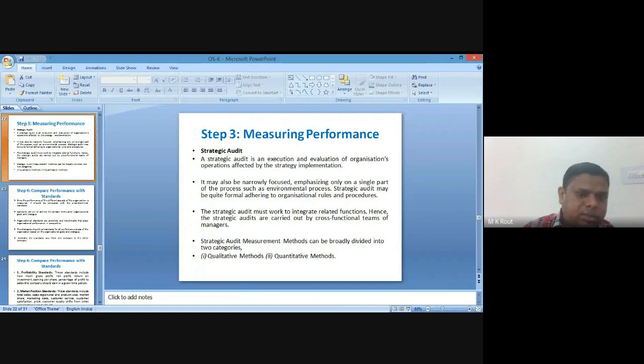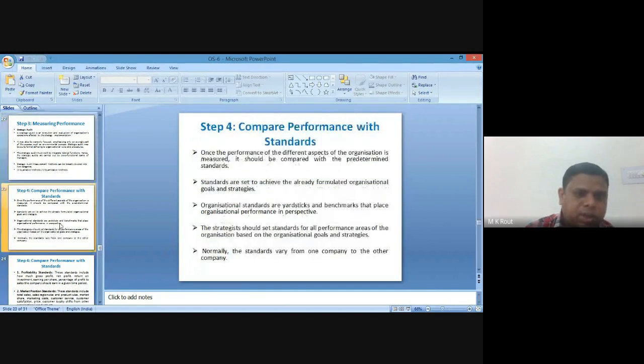Okay, the next one is step number 4, after auditing, that is, compare the performance with standards. As you know, most organizations are implementing ISO standards or quality standards. Once the performance of different aspects of the organization is measured, it should be compared with the predetermined standard. In the case of ISO standards, they have already predefined objectives, especially with reference to your organizations.